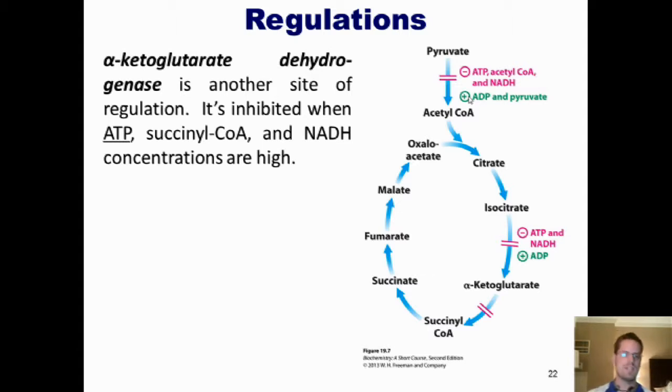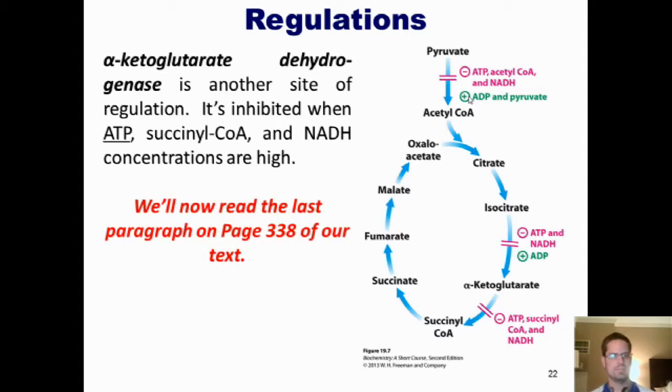Alpha-ketoglutarate dehydrogenase is another site of regulation. It's inhibited when ATP, succinyl-CoA, and NADH concentrations are high. We'll now finish by reading the last paragraph on page 338 of our text.